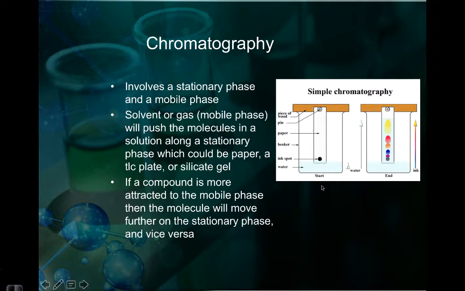If you're given a diagram of chromatography, you need to pay attention. What is your mobile phase made of? Is it polar or nonpolar? If it's a nonpolar substance, whatever is running up with the nonpolar substance is more attracted to it, so it's more likely to be nonpolar.